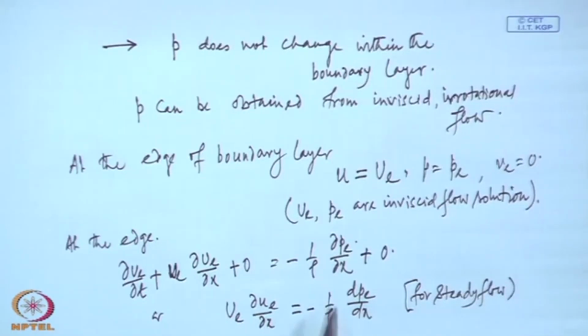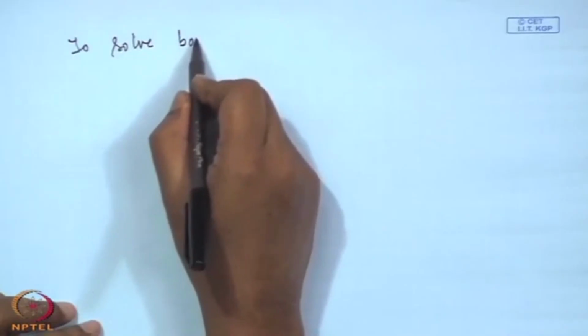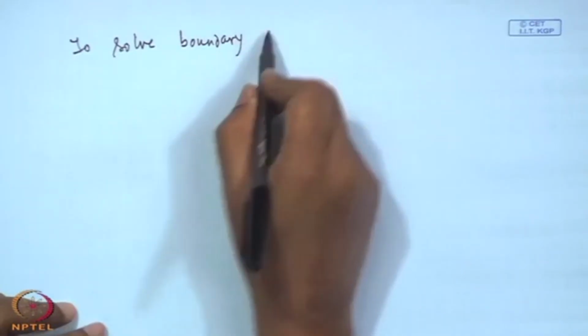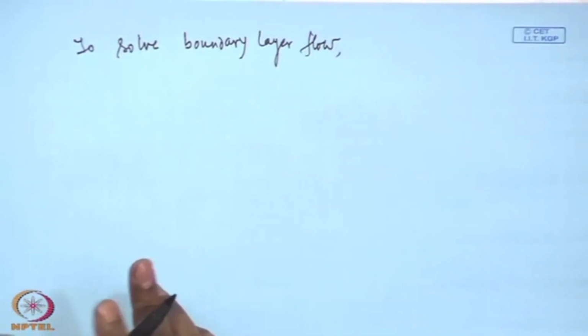This is Bernoulli's equation, no? P plus half rho V square equal to constant. So, solving a boundary layer equation now means what? We need to solve the boundary layer flow. What do we need to solve?